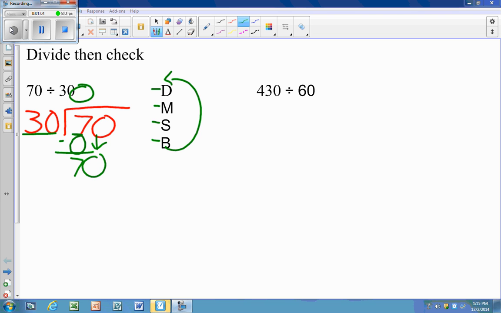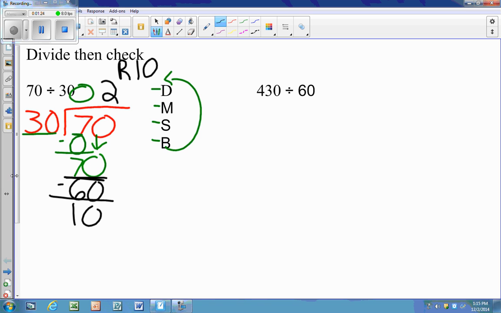Now I ask myself, how many times does 30 go into 70? That's down here. 30 goes into 70 2 times. 2 times 30 is 60. And I subtract. And now there's nothing to bring down, so that's my remainder. So that goes up here.